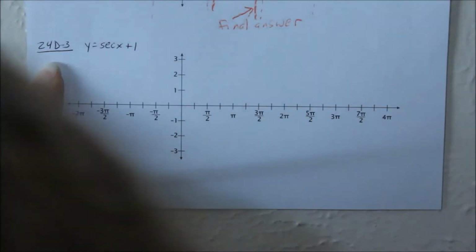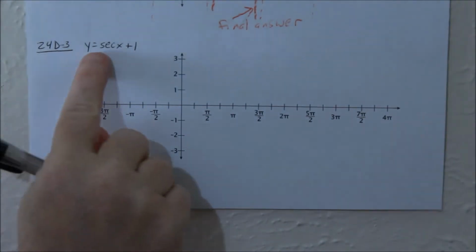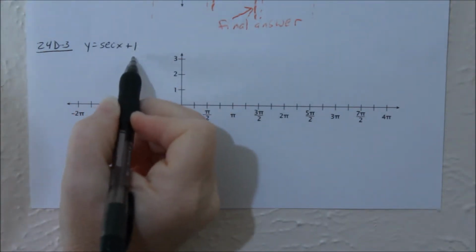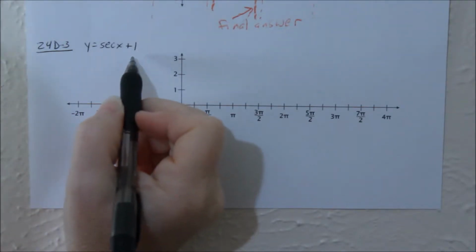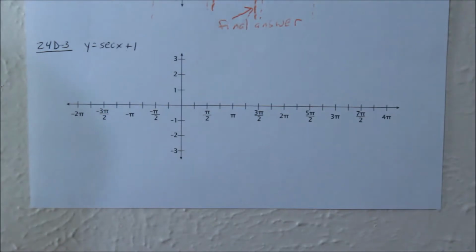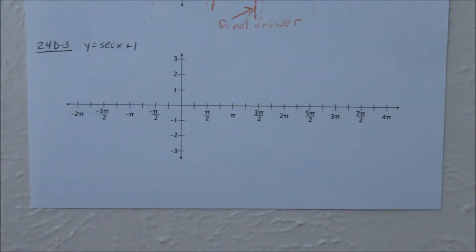Okay, now let's actually do one of these problems, 24D3. So y equals secant x plus 1. Well, this plus 1 shows you're going to have a translation. It's going to translate up 1. Okay, positive 1 means up 1. Translate up 1. All the meanings of the numbers are still the same as sine and cosine.